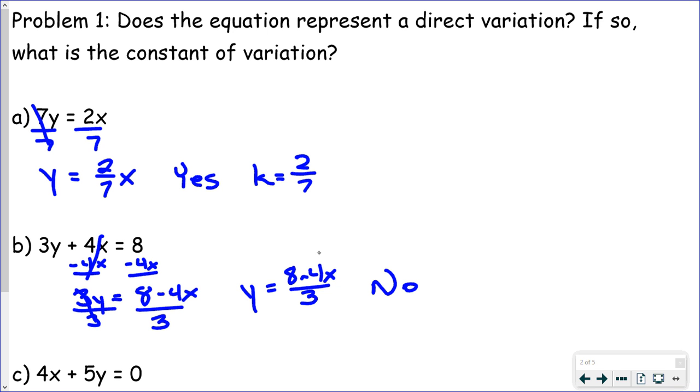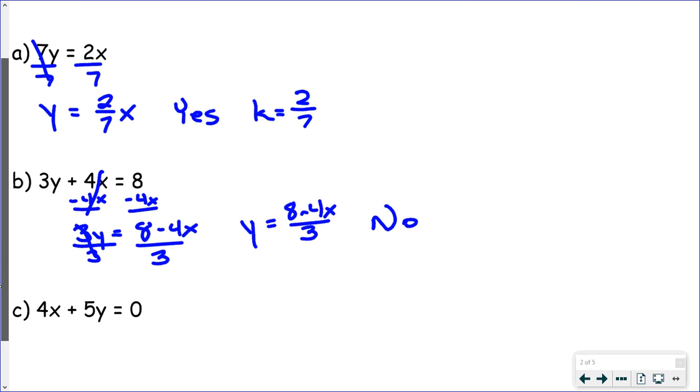In a direct variation, there is never any adding or subtracting. It's always just y equals some number times x. So if you have adding or subtracting, it is not in the form of a direct variation. Now, I will tell you that this is a linear equation. If you graph this, it graphs as a straight line, but it is not a direct variation. So again, remember, direct variation is really the simplest form of a linear equation.